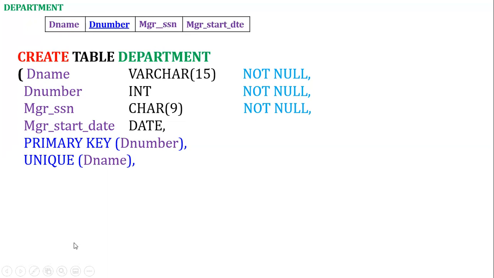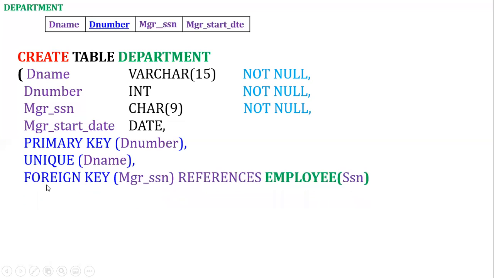So, a simple method I will show here. We need to use the keyword foreign key, then specify which attribute of the current table is a foreign key. In this table, I want to make MGR SSN a foreign key, so we have to specify this. Then use the keyword references, not just reference, we need to use references.